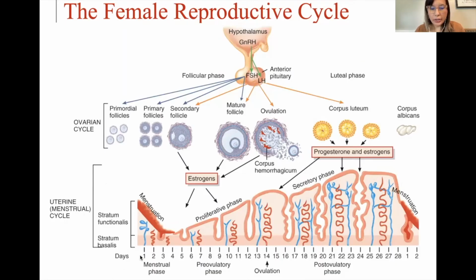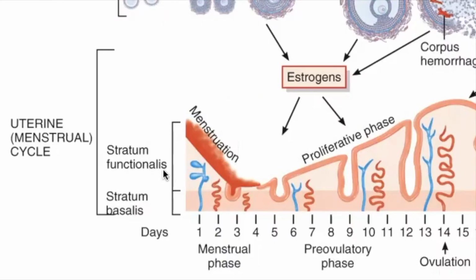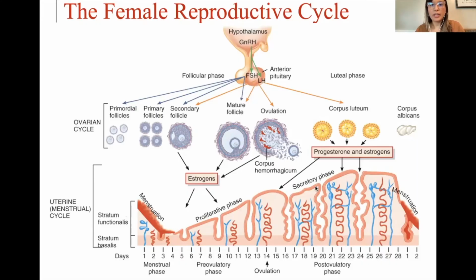The first thing that you have to notice here at the bottom is the days. Like I said, on average, females have a 28-day cycle. So notice that we go from day 1 to day 28. And notice that we have those phases that we just mentioned: the menstrual phase, pre-ovulatory phase, ovulation, and post-ovulatory phase. And notice we have the stratum functionalis and the stratum basalis. The stratum basalis is the one that remains intact inside of the uterus, and the stratum functionalis is the one that's going to be shredded every single month after this cycle ends.